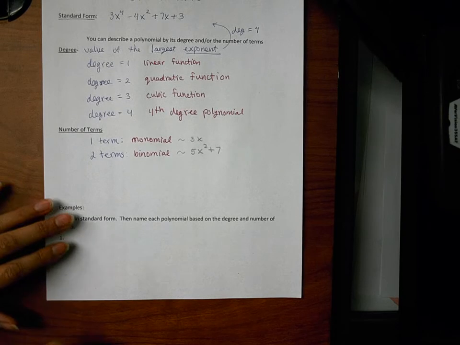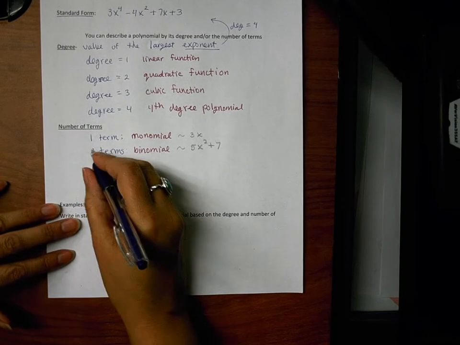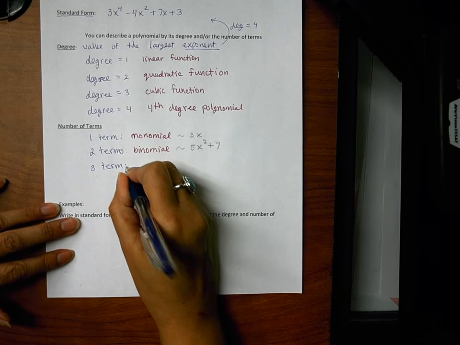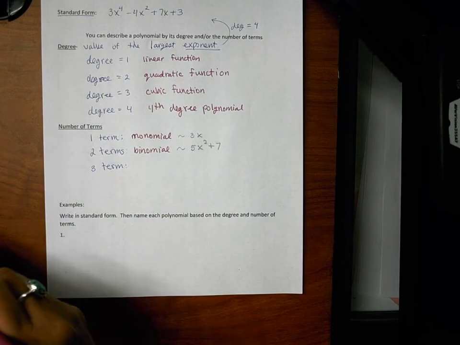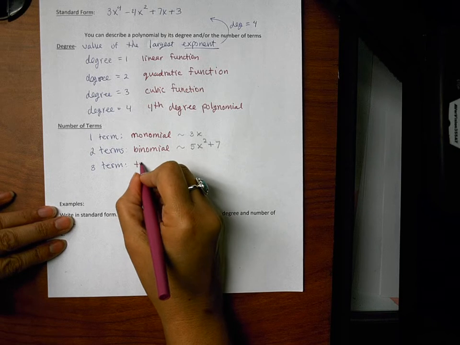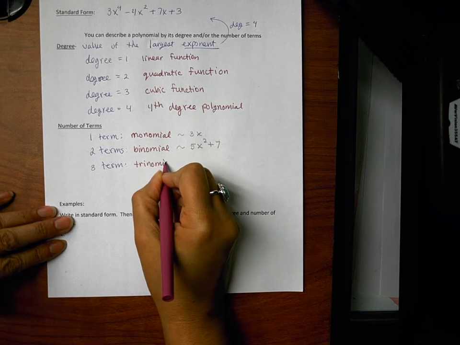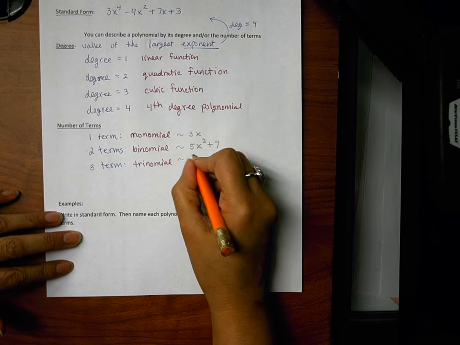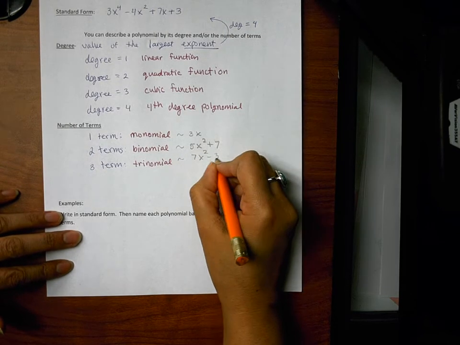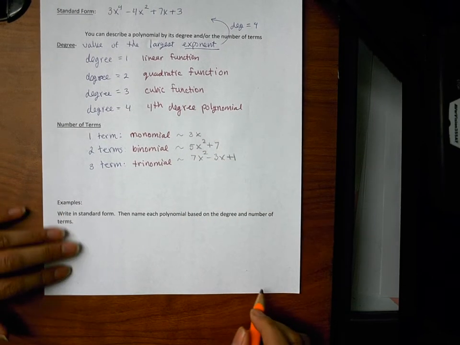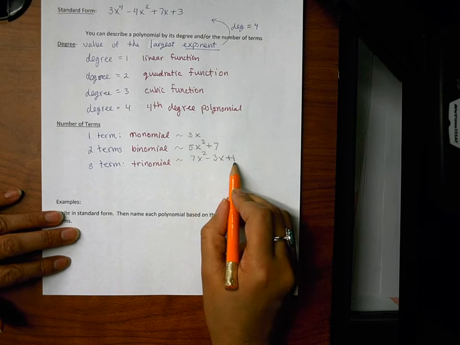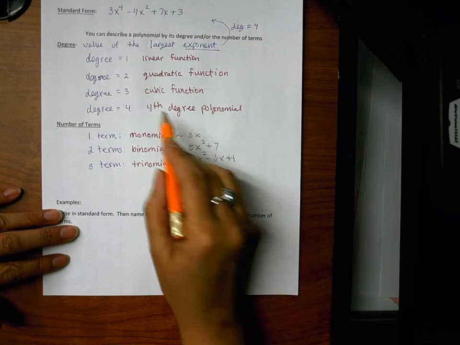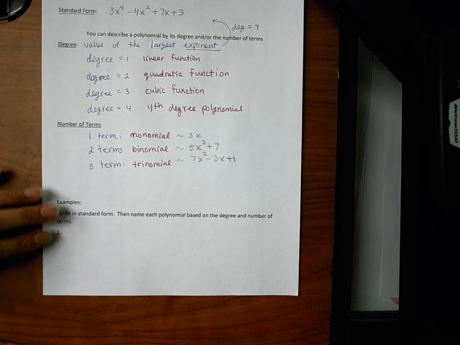Okay. Next one, 3 terms. We call that a trinomial. 7x squared minus 3x plus 1. That's an example of a trinomial, 1, 2, 3 terms. Here the degree would be 2 because the largest exponent is 2. That would also be called a quadratic.